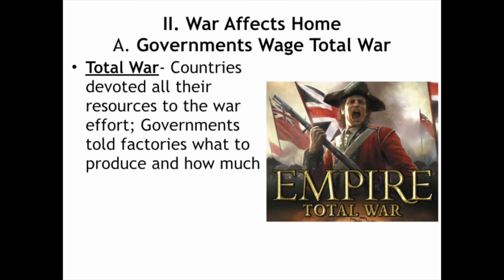Governments would tell factories what to produce and how much to produce. They would no longer build civilian goods, they would build military goods. So instead of a car factory, now we would have a tank factory. Instead of building civilian sea vessels, we would now see shipbuilders building battleships, and etc. The positive part about this is that the countries that would be fighting would have 0% unemployment.